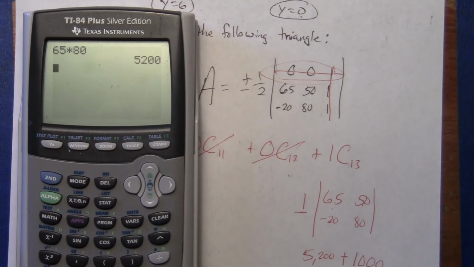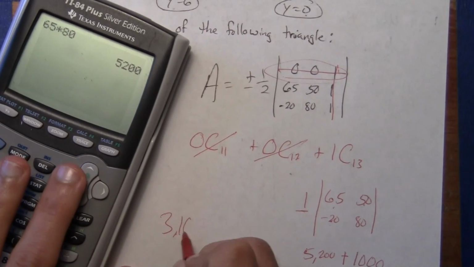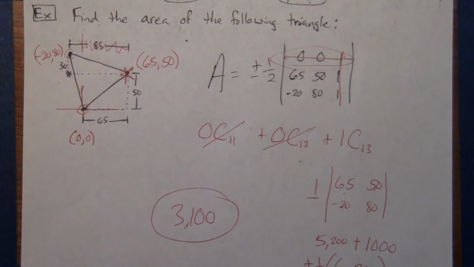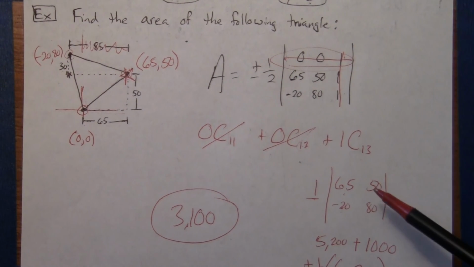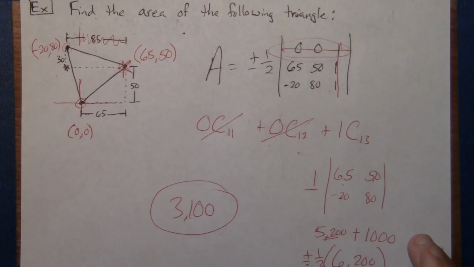Obviously, I don't want the negative. I'm going to take half of that, and so my area should be 3,100 square units or square feet or miles or whatever the units are that they give you. So realistically, other than multiplying 65 times 8 and tacking a 0 on to get that number, wouldn't be that difficult to do by hand.